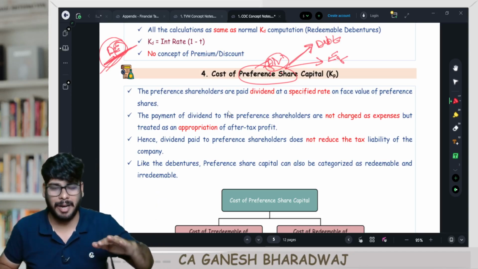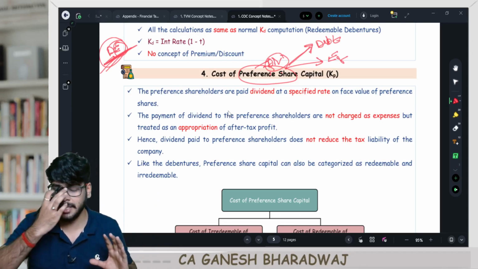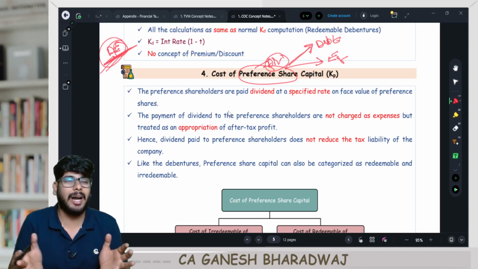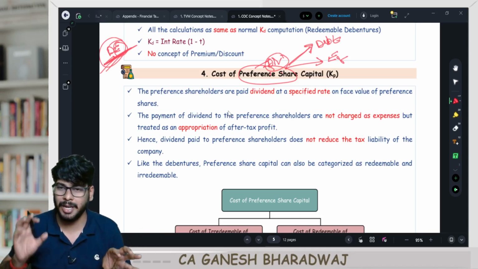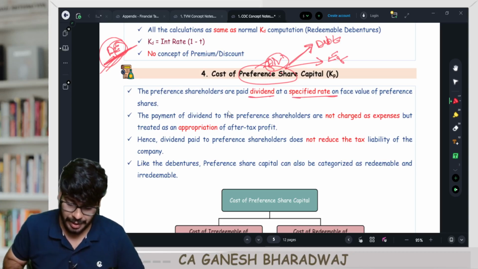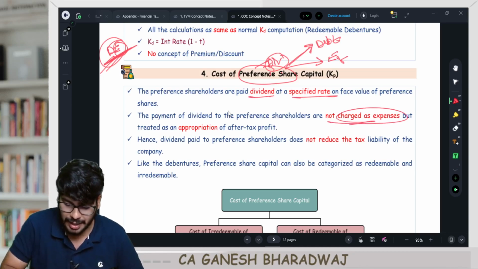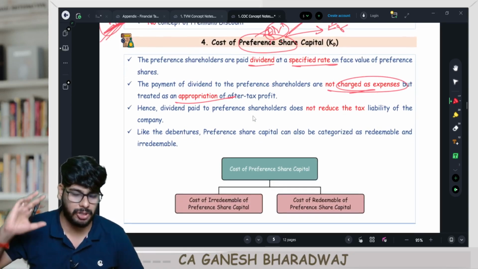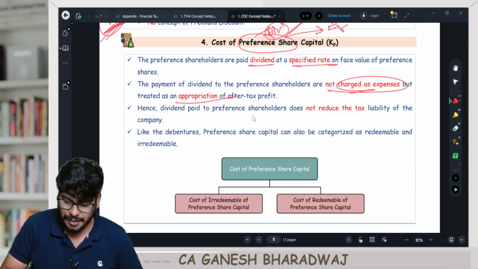But anyways, guys, coming back here. So this is all it is. Are you all able to understand that this concept of preference is basically a hybrid? It takes one character from equity and one character from debt, right? They pay dividend at a specified rate, and the payment of dividend is not charged as an expense, but is an appropriation of profit after tax. We saw all those explanations before, right? And hence dividend paid to preference shareholders does not reduce the tax liability.